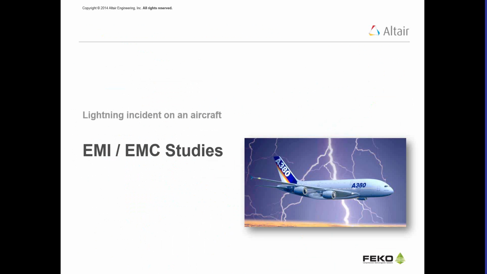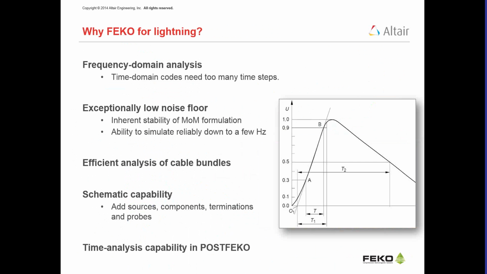Obviously lightning is one of the things that everyone considers when you're flying. In this case, why FEKO for lightning? Typically time domain codes are used for lightning. What we realize is that if you use a time domain code, it will need too many time steps to solve the problem. And we also need an exceptionally low noise floor when you do the lightning analysis, because lightning happens outside the aircraft body, and the fields inside may be extremely low, which need to be captured for the sake of the analysis that we need to do.